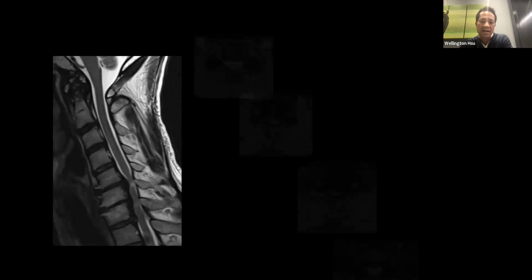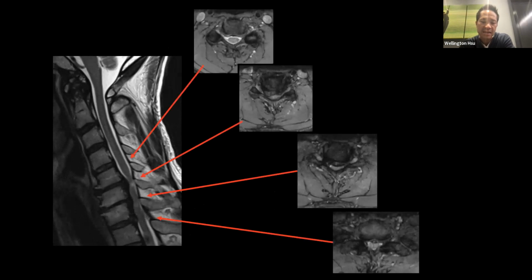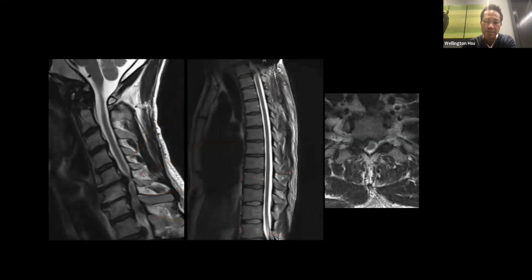He's a bit uncommon in the sense that he's got cervical stenosis lower than what we would typically see. This patient does have congenital stenosis, but also has spondylotic changes at C5-6, C6-7, and C7-T1. And you can see from the axials that this leads not only to central stenosis, but also right-sided foraminal stenosis leading to radicular pain.